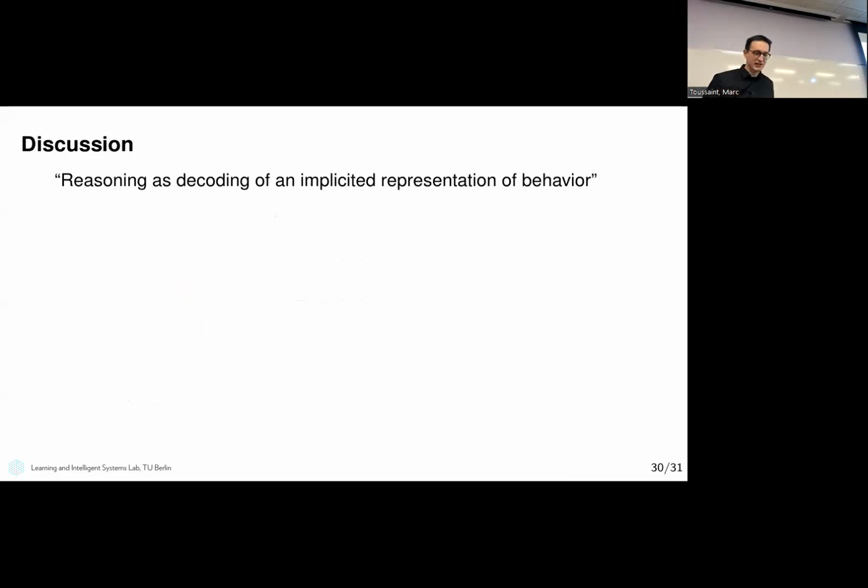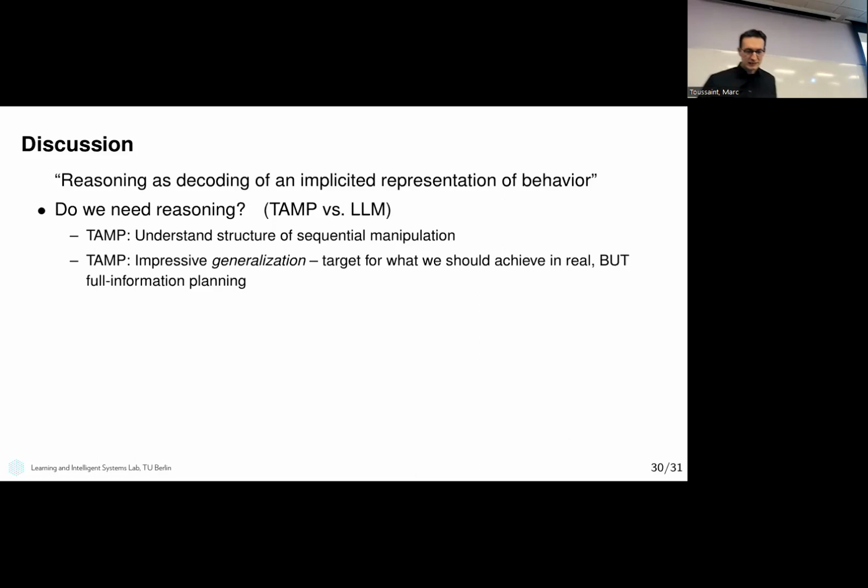Discussion slide. So really quick. I staged the whole talk initially with this Mandelbrot thing, right? And kind of like saying reasoning as a decoding of an implicit representation of behavior. Two comments on that, on a high level and a lower level. On a higher level, do we actually need that kind of reasoning? I think it's a really interesting question. I think we need research on TAMP for ourselves, to better understand the structure of sequential manipulation. So I think that's a major motivation for me to do research about it.